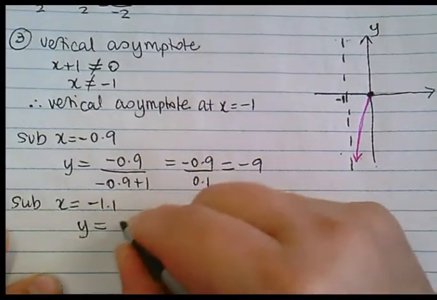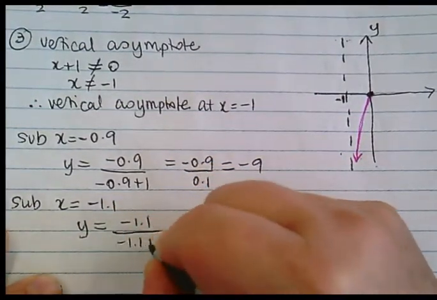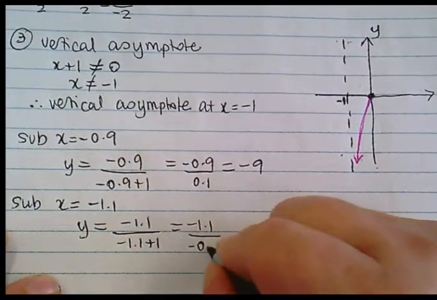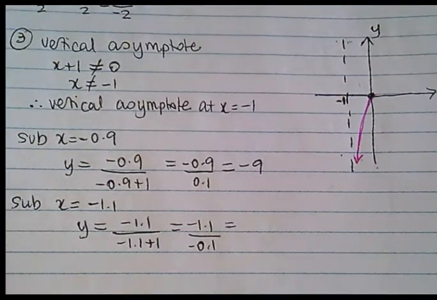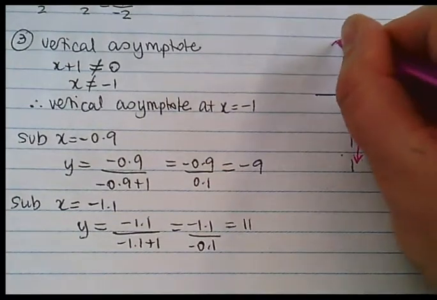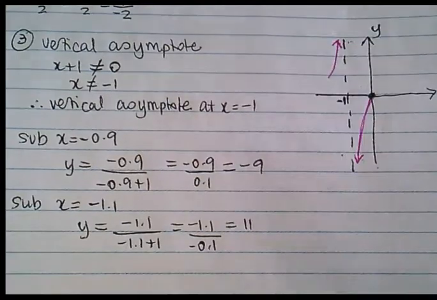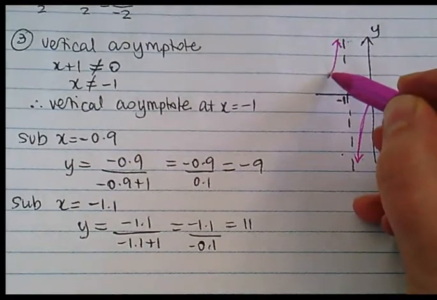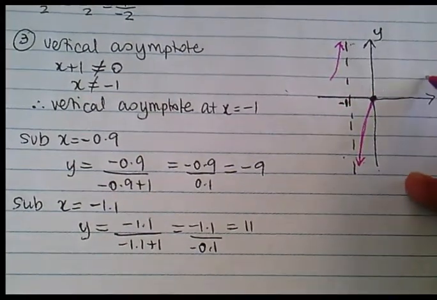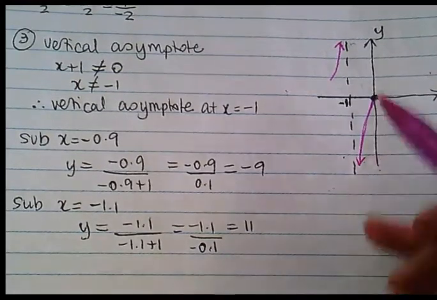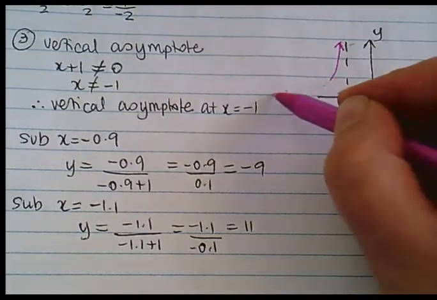So we've got y is negative 1.1 over negative 1.1 plus 1. That's negative 1.1 over what? Negative 0.1. That's positive again. Positive 11. So when x is negative 1.1, which is here, the curve is up there. Are you okay with that? What do you think I need to do now? I need to work out what's happening here and what's happening over here. Yeah, okay with that? Well, I know the curve goes like that, but how far down?